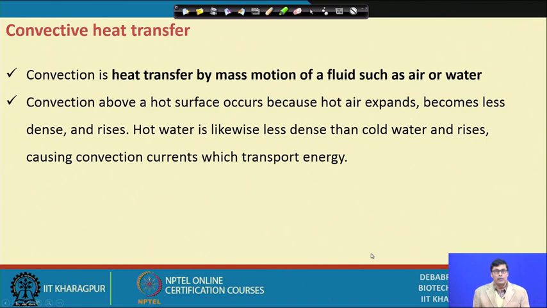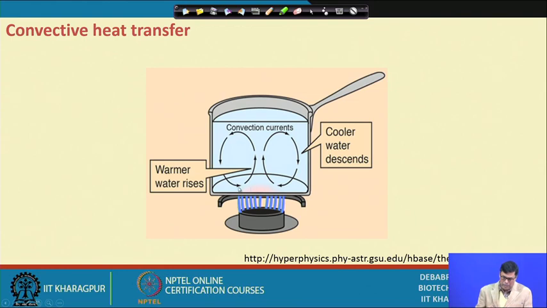Now, next is the convective heat transfer, and convection is the heat transfer by the mass motion of the fluid, such as air or water. Convection from a hot surface occurs because the hot air expands. Let me give the example like this: it is the hot surface at the bottom, you can see here the hot surface.